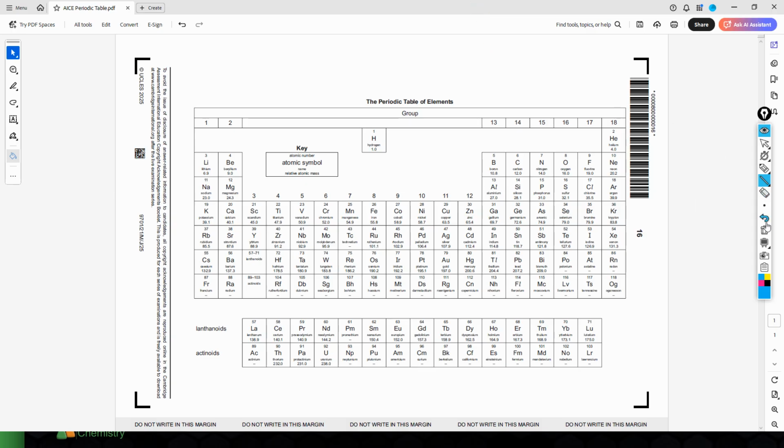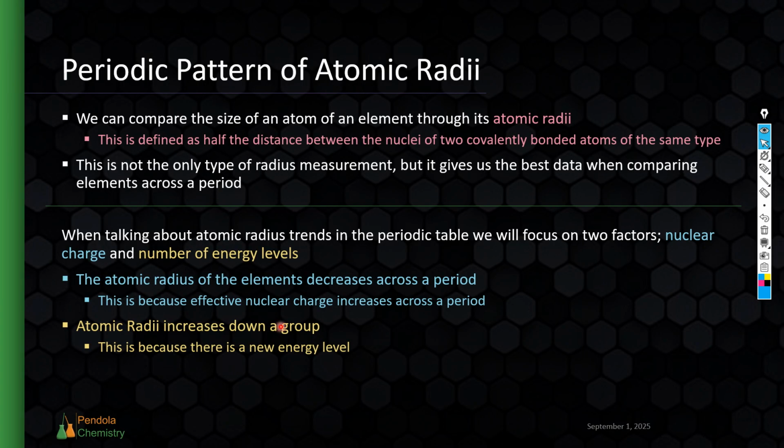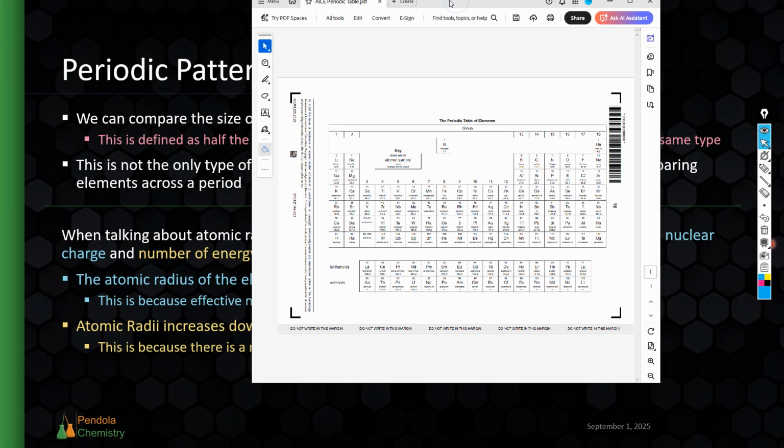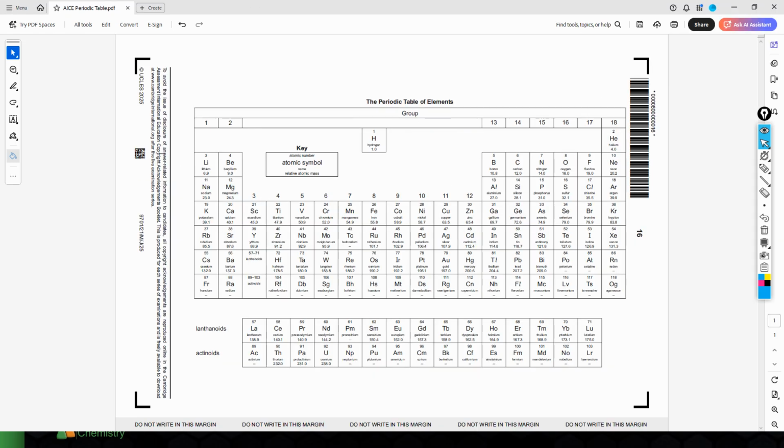Now, you might be asking, well, that's nuclear charge. What about the number of energy levels? Well, across a period, the number of energy levels stays the same. From lithium to neon, the energy levels stay the same because we're still in energy level 2. Across period 3, we're still in energy level 3. Across period 4, we're still in energy level 4. So the energy levels don't change when we're comparing elements in the same period.